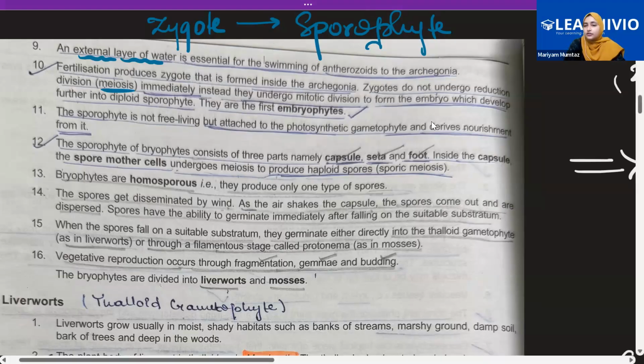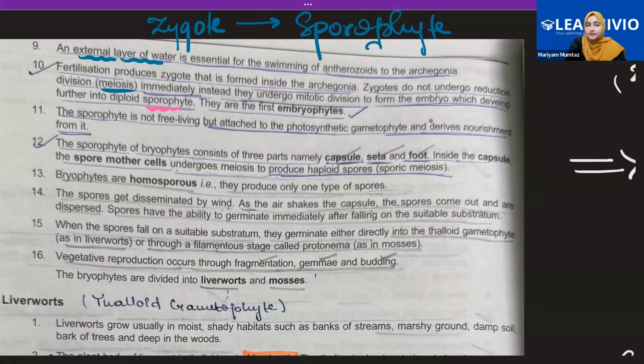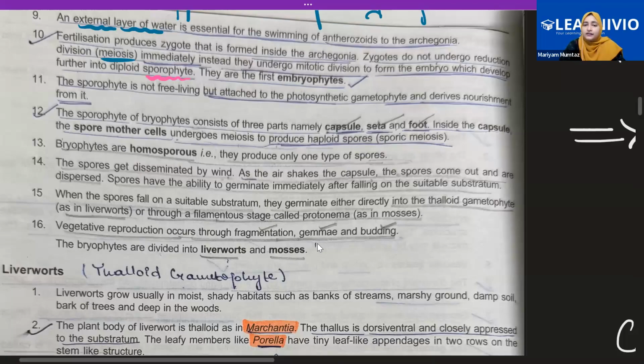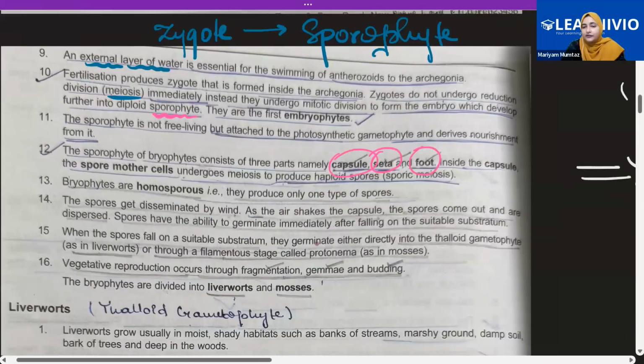Zygotes do not undergo reductional division. Rather, they quickly undergo mitotic division in order to form the diploid sporophyte. And as I told you, the diploid sporophyte is not independent. It is dependent upon the gametophytic plant. Now, when we talk about the sporophyte, their whole entire body is made up of three things: capsule, seta, and foot. Okay, capsule, seta, and foot.